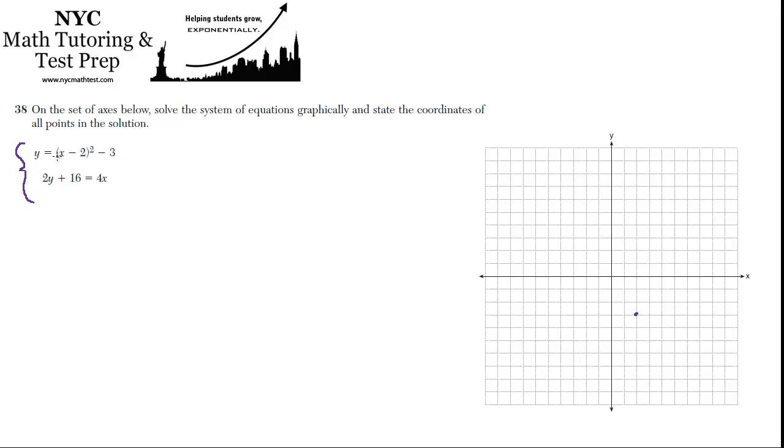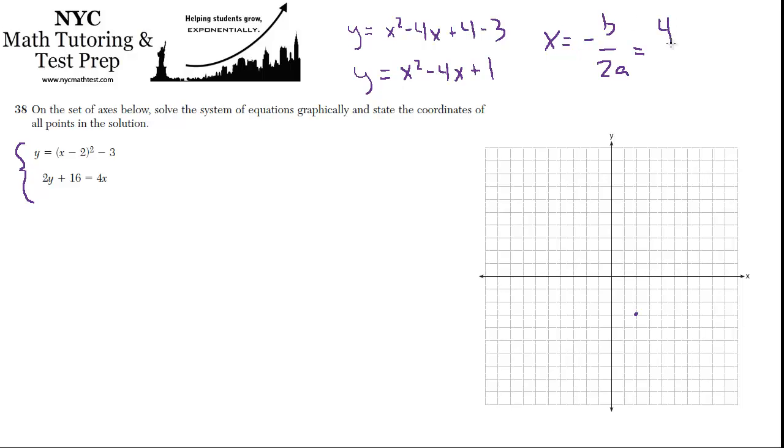If you didn't know this, another thing you could do is you could FOIL this out. I'll do it up here. So you'd get y equals x squared minus 4x plus 4 minus 3, which is y equals x squared minus 4x plus 1, right? If you combine like terms. Then, where is the vertex of a parabola? The vertex is always located at negative b over 2a, which is 4 over 2 times 1, which is 2. So it's located at 2. That's the x-coordinate of the vertex.